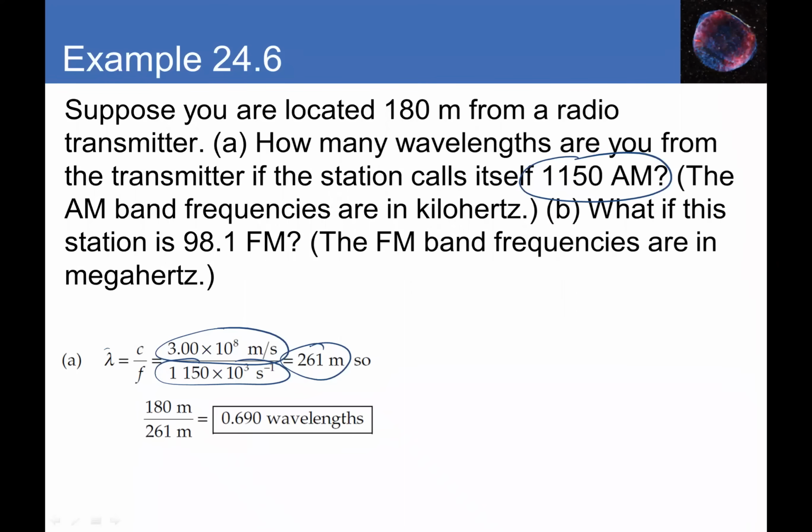That means if you are 180 meters away from that radio transmitter, then you're not even one wavelength away from it. You're only about 0.69 wavelengths away from that transmitter.